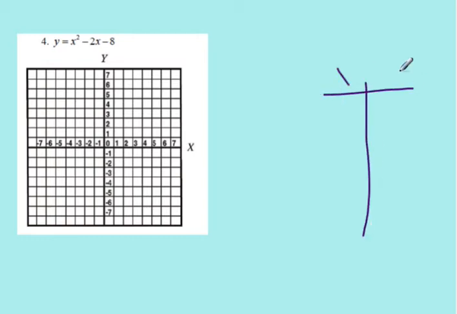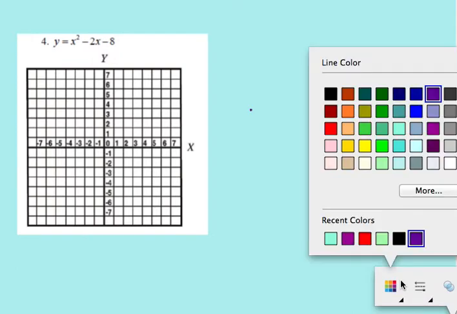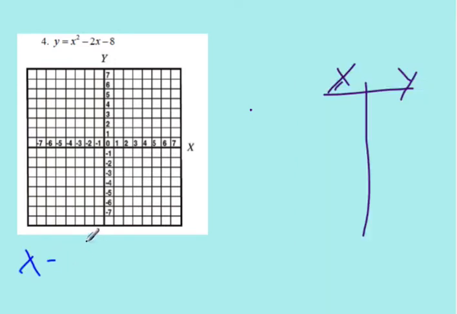So we're going to have our x and our y. The first thing I'm going to do is calculate out the vertex. So we're going to do x is equal to the opposite of b over 2 times a. So 2 divided by 2 is going to give me 1. So at the center I'm going to have 1.